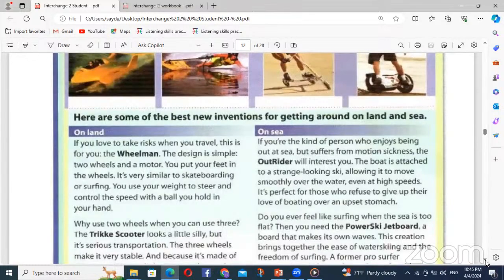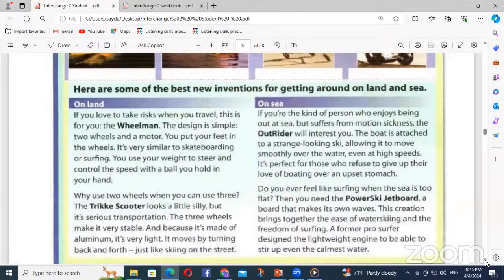Why use 2 wheels when you can use 3؟ يبقى في هنا 3 wheels. The trick scooter looks a little silly. Silly يعني شكله سخيف يعني يضحك. But it's serious. Serious يعني it is good. It's good transportation. The 3 wheels make it very stable. Stable يعني مستقر steady. Steady كده. And because it's made of aluminium. It's very light. Light دي the opposite of heavy يعني تبقى خفيف.